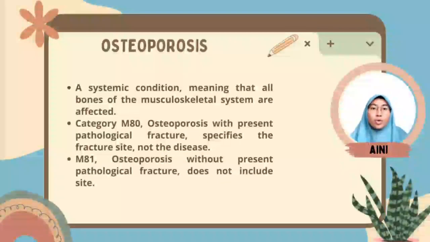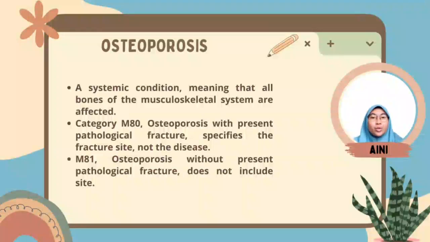Coding for osteoporosis. Osteoporosis is a systemic condition that affects all bones in the musculoskeletal system. There are 2 types of osteoporosis. M80 is osteoporosis with current pathological fracture, and M81 is osteoporosis without current pathological fracture.